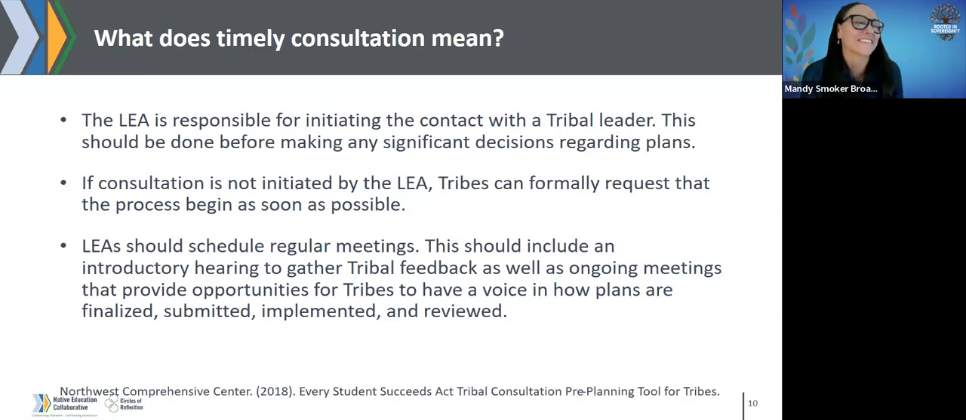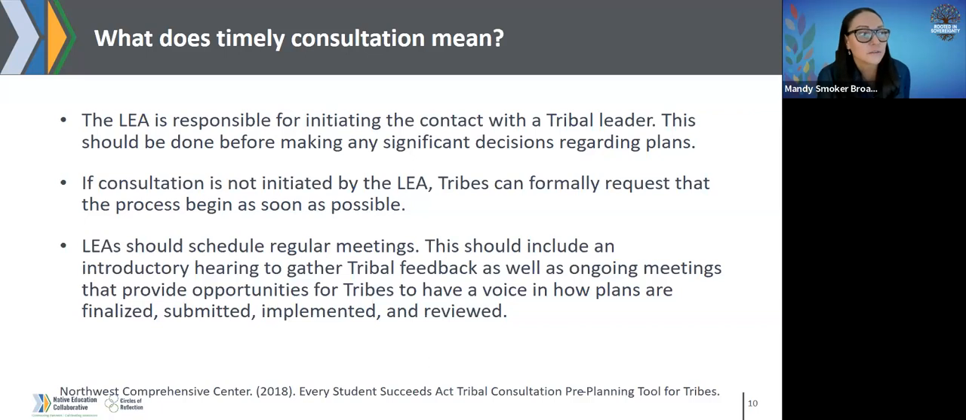This is always the big question when it comes to the law and consultation: what does it mean to be timely in that effort? Initially it's supposed to be the school district or the LEA that you see there that initiates contact, because most likely they've been notified by their state education department of the requirement to have consultation with a particular tribe or tribes. The real intent of this is to engage early and often, and not as an afterthought, when plans and other pieces of the title programs have already been developed. This is intended to bring everybody together early on.